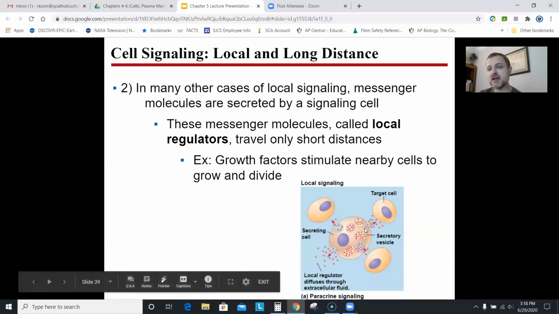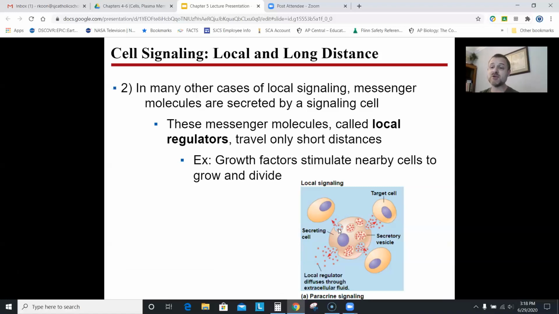What happens to your skin when you get a cut? Well, the cells around the cut divide much faster than the other cells of your skin to heal the cut. So the cells around that cut are giving off some kind of growth factor to cause the other cells to go through mitosis and heal the wound.